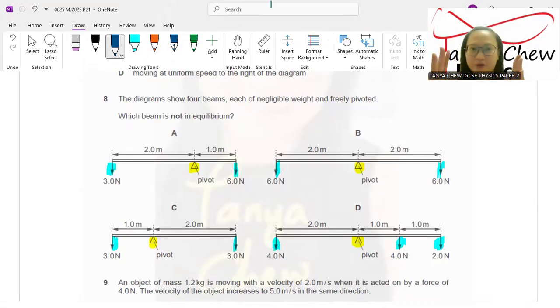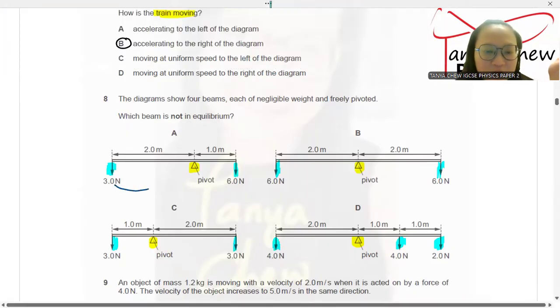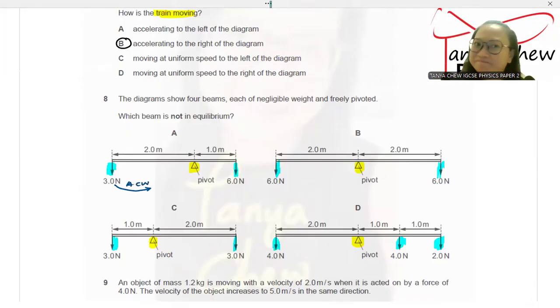Now I look at the 3 Newton force. Moment causes a turning effect. For the 3 Newton, look at the direction of the force, which is downwards. While going downwards, it will turn towards the pivot. This direction is called the anti-clockwise direction.